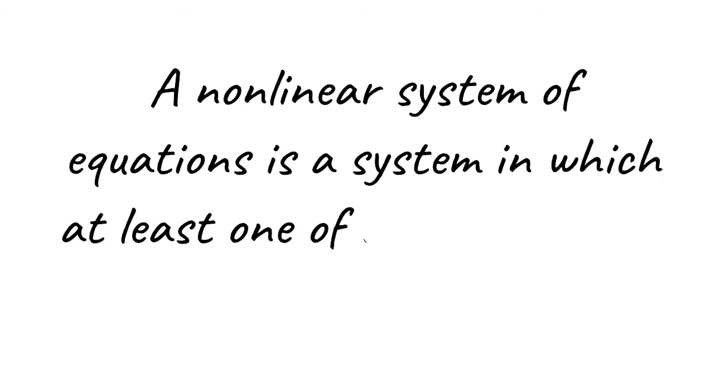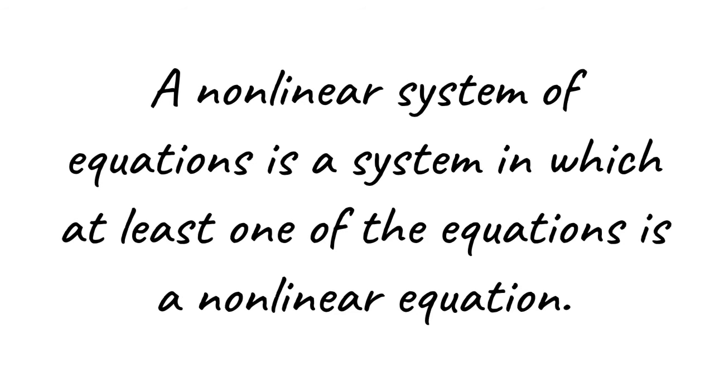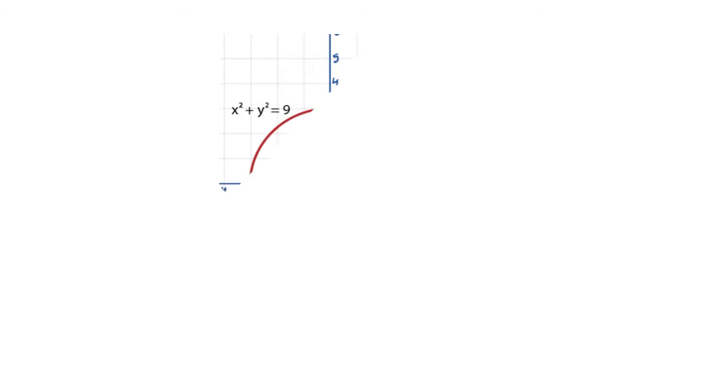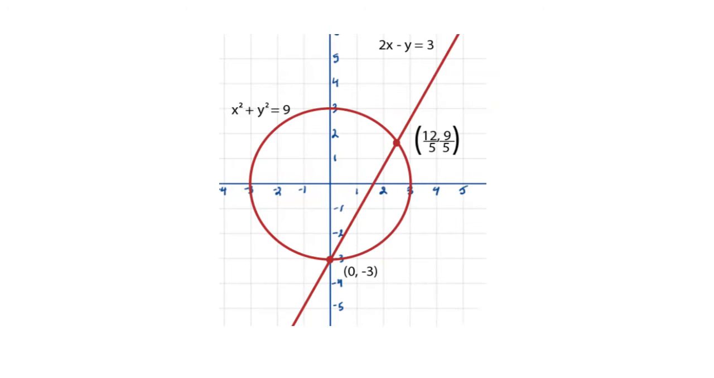A nonlinear system of equations is a system in which at least one of the equations is a nonlinear equation. Now, it is possible for the plane that bisects your conic section, which creates these nonlinear systems, to touch, and so therefore you can get a line within a nonlinear system of equations. So let's do example 85.1.